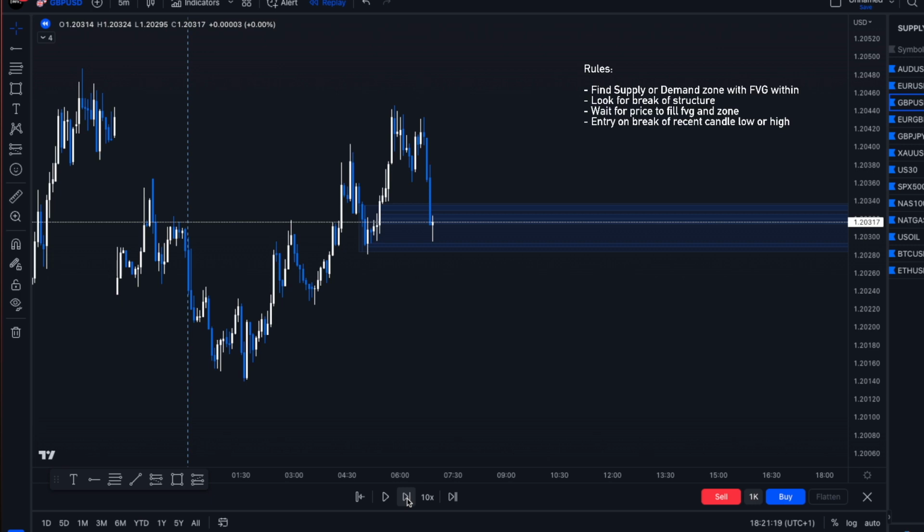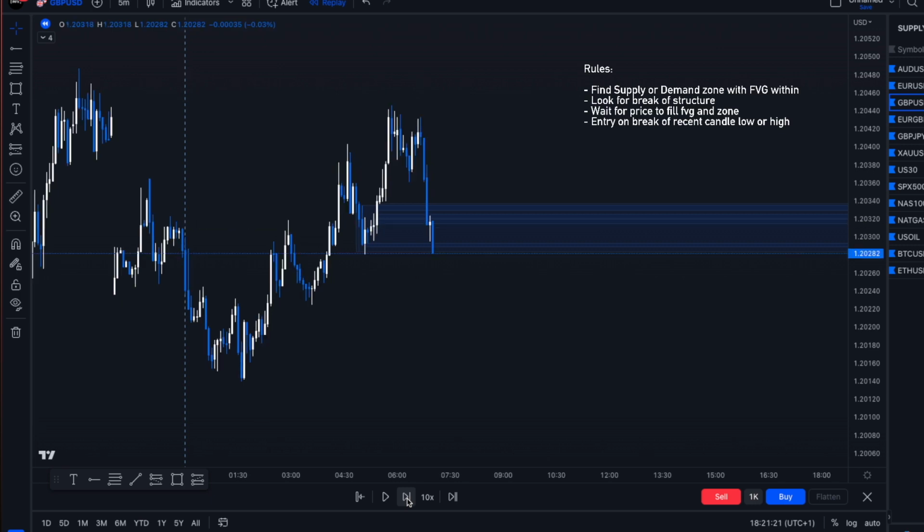Okay, so we're in the zone. We haven't taken out that. Okay, we've just taken out that last one now. Alright, so this area is still valid because this candle pushed down out of the zone but then closed back in the zone. So this candle is now closed.